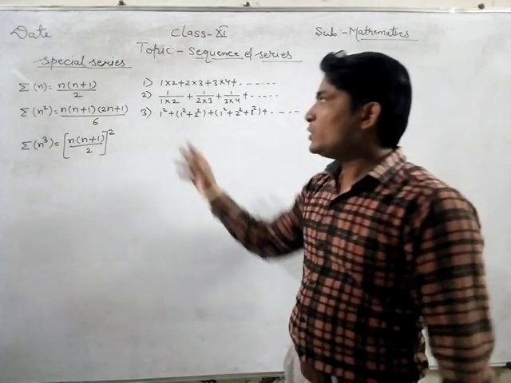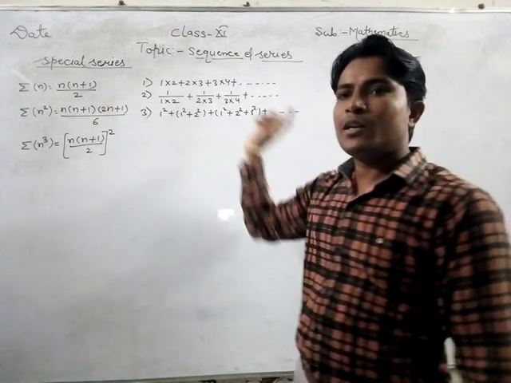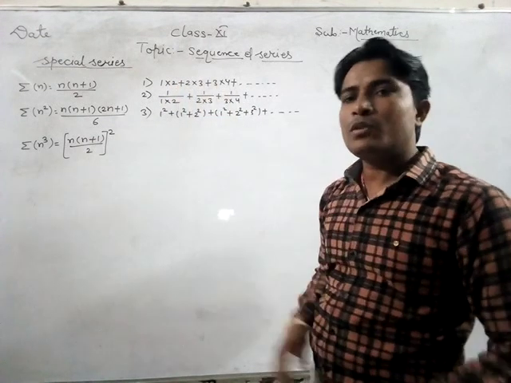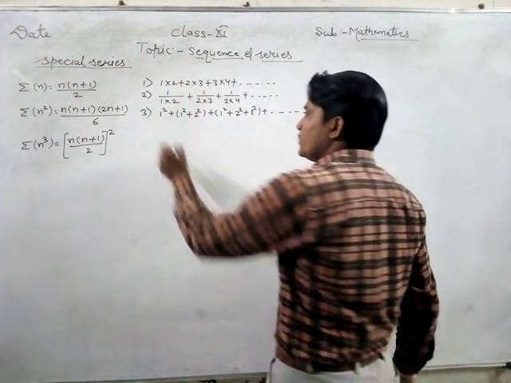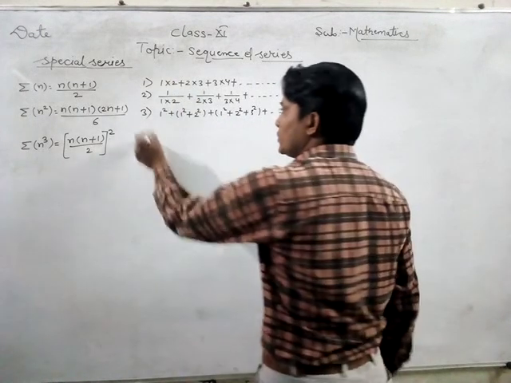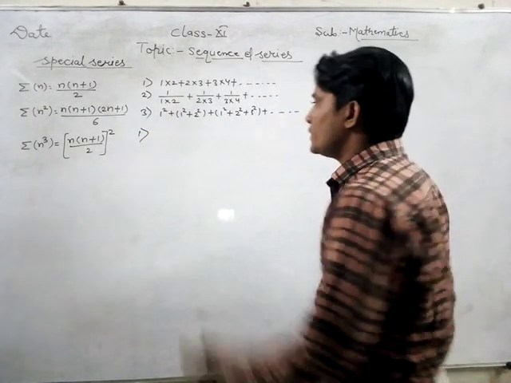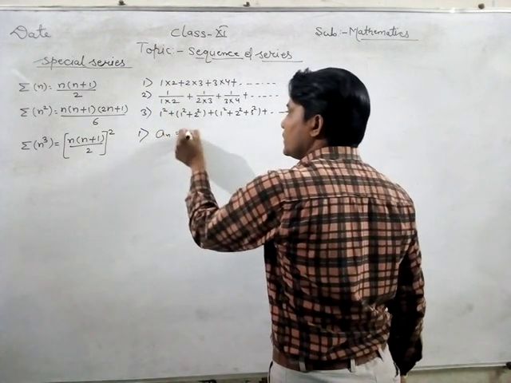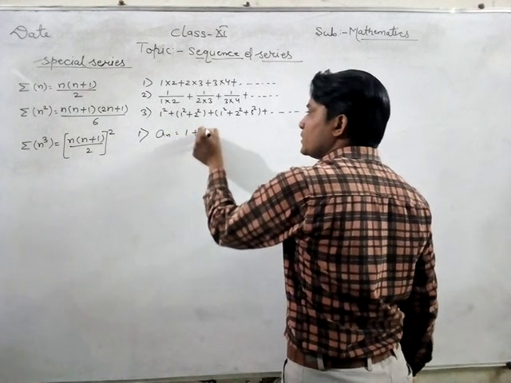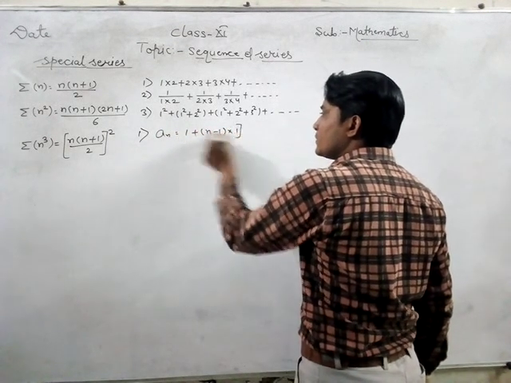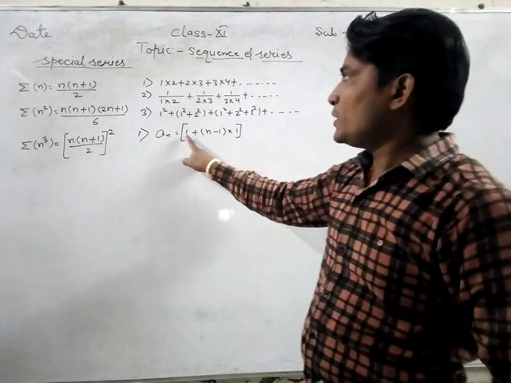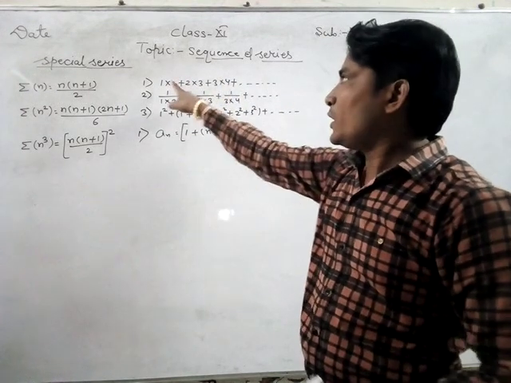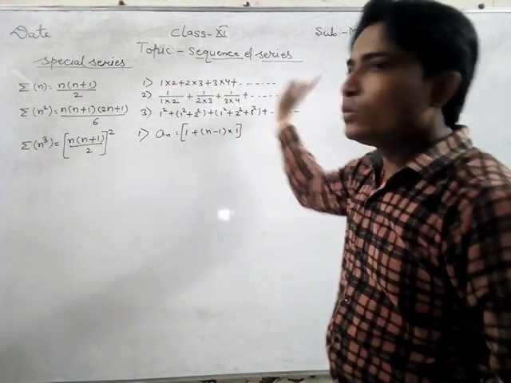Now, after using the formulas, what is the first question? It is 1 into 2 plus 2 into 3 plus 3 into 4 up to n terms. We wish to find the sum. First of all, we want to find an. What is an? The formula of an is a plus n minus 1 into d. The first factors are 1, 2, 3 up to n, and these are multiplied by 2, 3, 4 up to n terms.